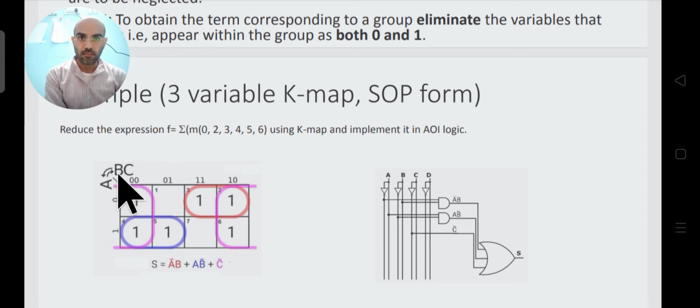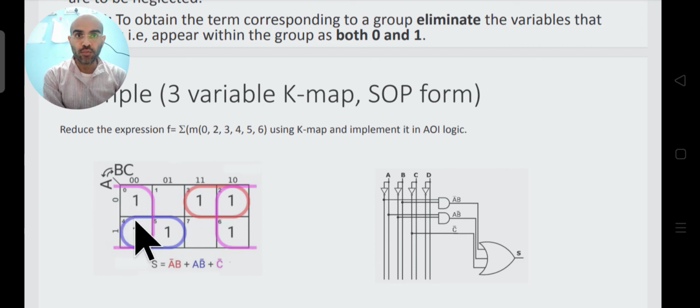Now after writing ABC, we know the cell numbers. This is 0, corresponding to 000, and we have written the decimal equivalent 0 here. Then 001, so decimal equivalent 1 is written here. Then 011, so the decimal equivalent 3 is written here. Similarly 2, 4, 5, 7 and 6.